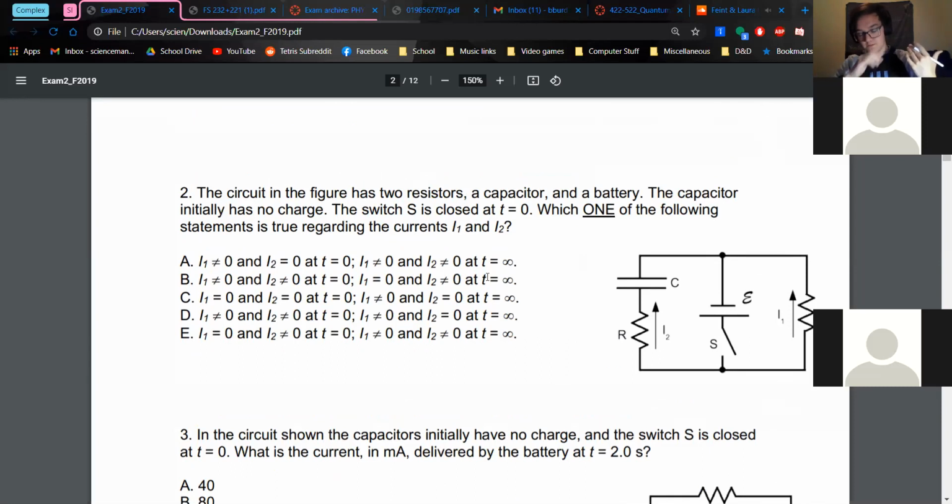But this is asking about the current in this circuit at different times. Specifically, the boundary conditions of the current at t equals 0 and at t equals infinity.